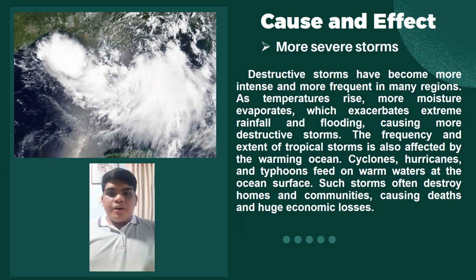Destructive storms have become more intense and more frequent in many regions. As temperatures rise, more moisture evaporates, which exacerbates extreme rainfall and flooding, causing more destructive storms. The frequency and extent of tropical storms is also affected by the warming ocean. Cyclones, hurricanes, and typhoons feed on warm waters at the ocean surface. Such storms often destroy homes and communities, causing deaths and huge economic losses.